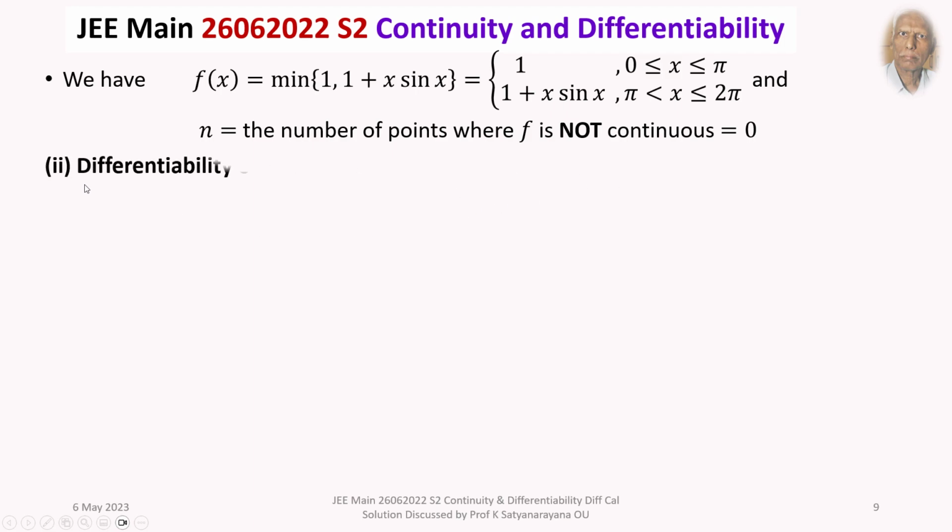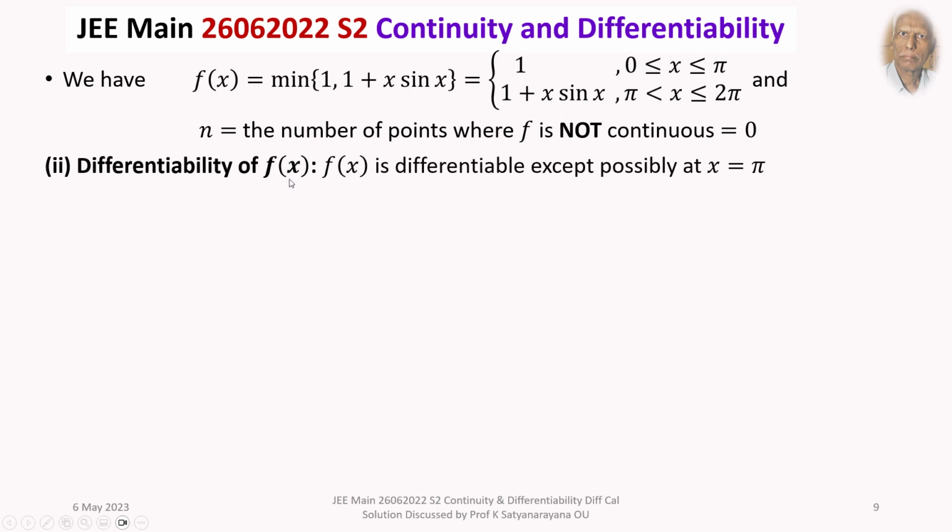Now we talk about differentiability of f of x. f of x is differentiable everywhere except possibly at x is equal to pi. Why is it differentiable everywhere? A continuous function is differentiable everywhere in this 0 to 2 pi: 1 plus x sin x. Sin x is differentiable, x is differentiable, the product is differentiable, the sum is differentiable. So the differentiability is in doubt only at x is equal to pi, at which the change is taking place.